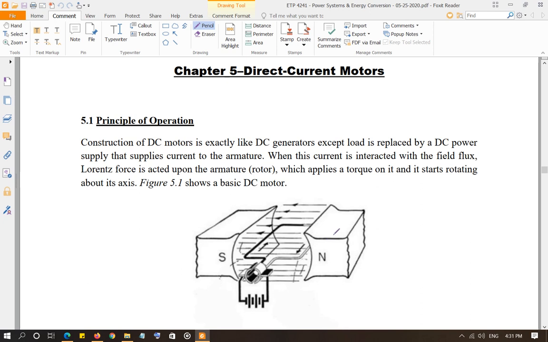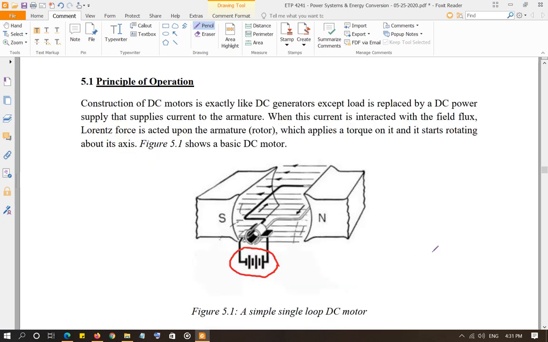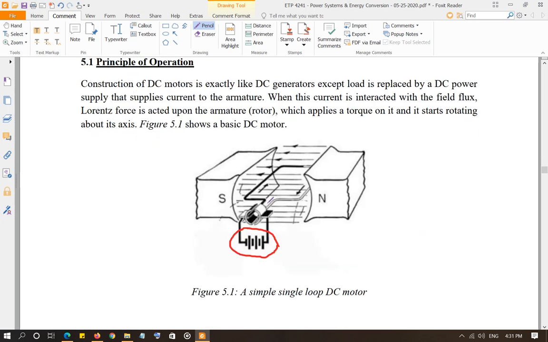You still have the flux from the magnet or electromagnet, and then instead of connecting the load, you are connecting a power supply which runs current in the coil. As you can see, the current is running into the page on the black side of the coil, and out of the page, that is under the north pole, on the white side of the coil. And current is always going to run in this direction because of the commutator. It's a DC motor. So this coil is going to experience a force.